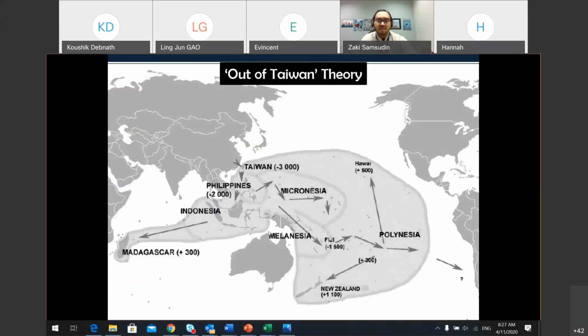because we like to believe more in this theory. This is okay. Sorry, this is out of Taiwan. Yes, this is out of Taiwan. So coming from the area of Taiwan over here and then traveling down south. Right. Sorry about the confusion. I thought I deleted this.